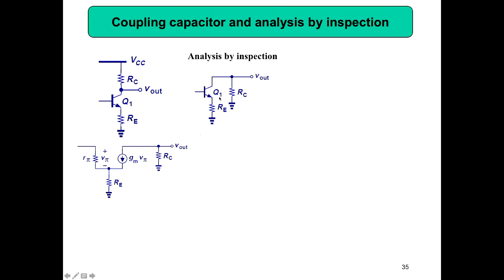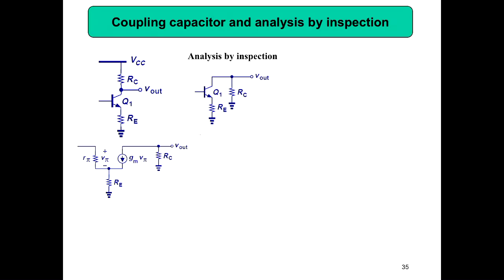Instead, you just make a modification in your circuit. In analysis by inspection, you say, this is a constant DC voltage, so I will be grounding it. See, you have grounded here, and you have grounded here. Then this is V out, and you try to write down the equation. That is called analysis by inspection.